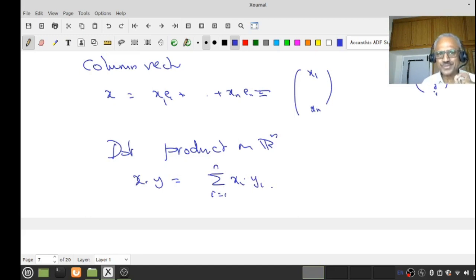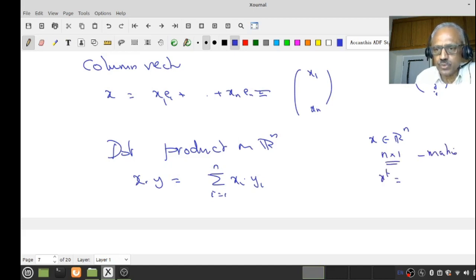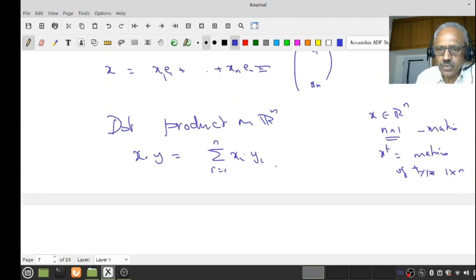Now I just want you to think slightly differently. Again, those who have seen my linear algebra and linear maps lectures, where I always look at Rn as the space of column vectors, will know this. If x is in Rn, I can think of it as a matrix of type n cross 1. Therefore, x transpose will be a matrix of type 1 cross n. So this matrix x transpose is 1 cross n, and the matrix y is n cross 1. Therefore, I can multiply these two matrices, right?